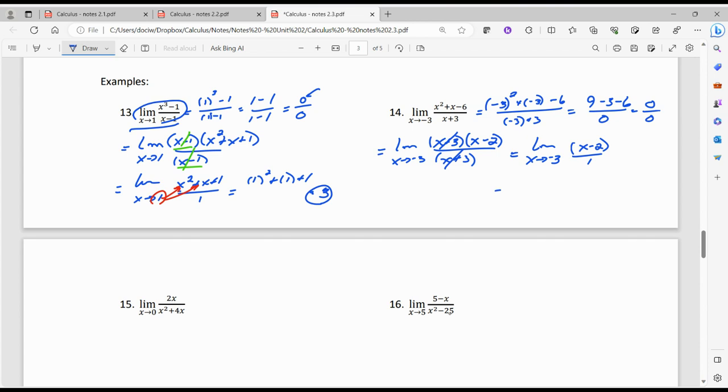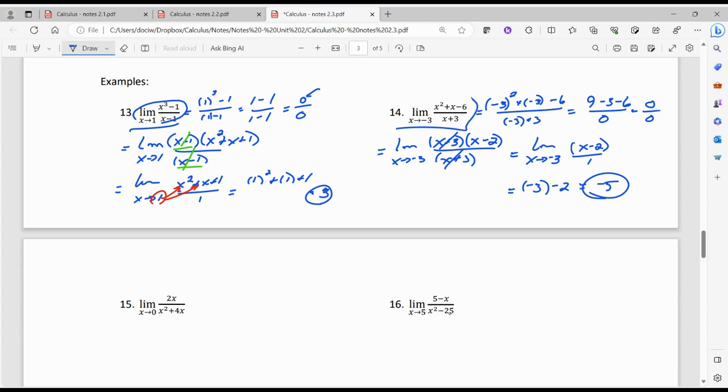Substituting, I apologize for that, substituting the negative 3 in place of the x, we now have negative 3 minus 2. I don't need to rewrite that. We have negative 3 minus 2 is negative 5.